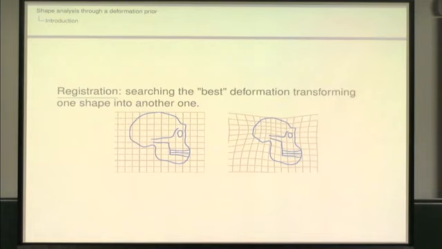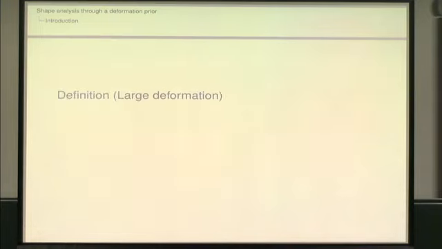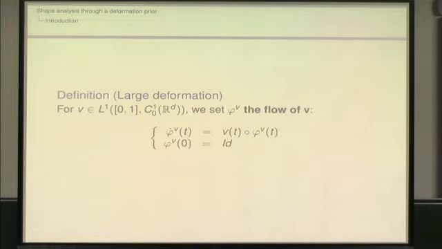And when the two shapes have the same topology, with no loss of matter, it's reasonable to construct these deformations as diffeomorphisms. A suitable way to build diffeomorphisms is to build them as the flow of trajectories of vector fields, satisfying this differential equation. And we will call a large deformation the final value of such a flow.